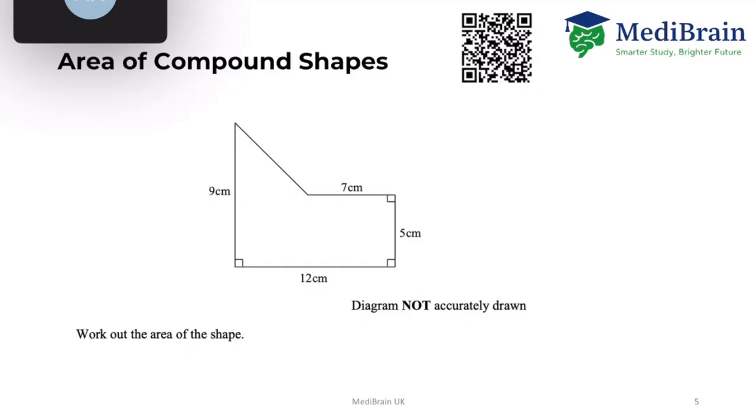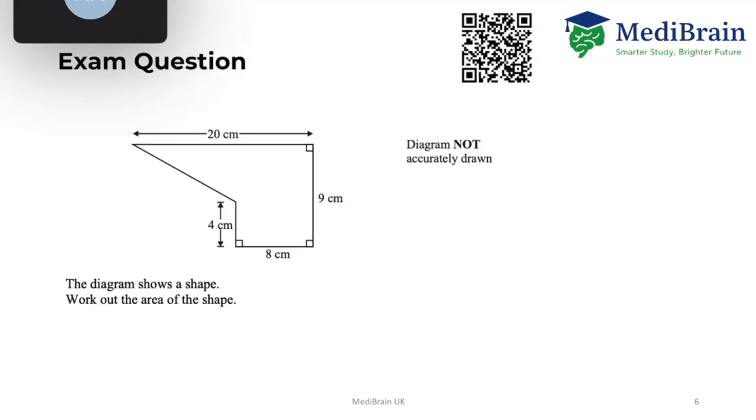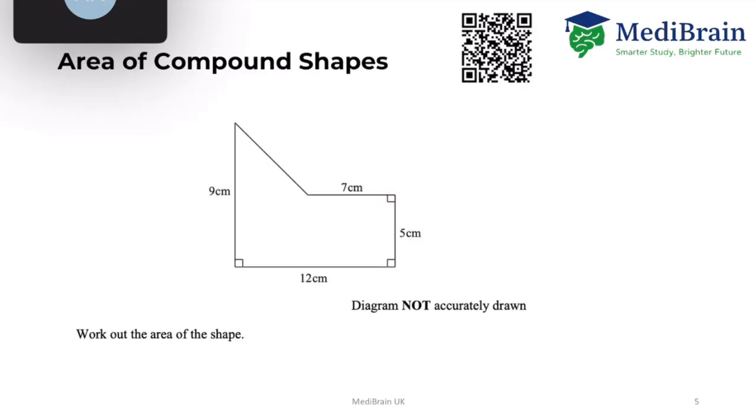Before we do, I have a question over here on the area of compound shapes. Before we move on to a volume question, I'm going to go through this example with you, and then I'm going to give you guys an opportunity to have a go at this question over here. So we need to work out the area of this shape. This is not volume or anything. This is just compound shapes.